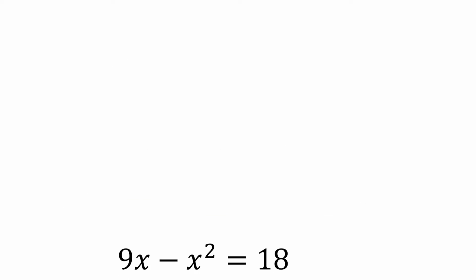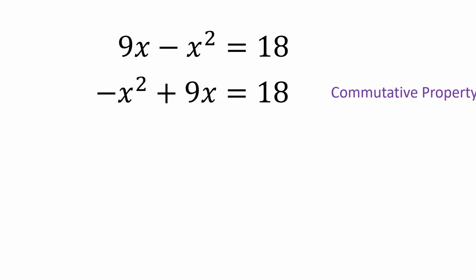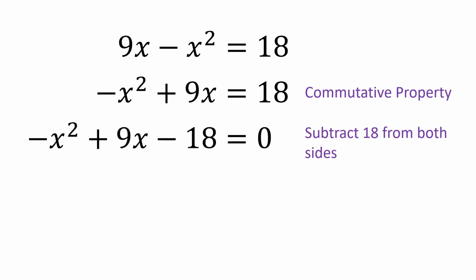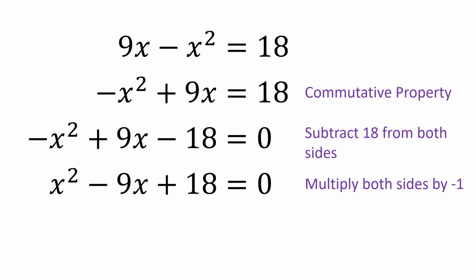Now lastly, let's say we have 9x minus x squared equals 18. Since this is not written in standard form, we have to rearrange the equation. We can start by rewriting it as negative x squared plus 9x equals 18. Since the right-hand side has to be 0, we subtract 18 from both sides and write negative x squared plus 9x minus 18 equals 0. Now we eliminate the negative coefficient of x squared by multiplying both sides by negative 1. So we have x squared minus 9x plus 18 equals 0.